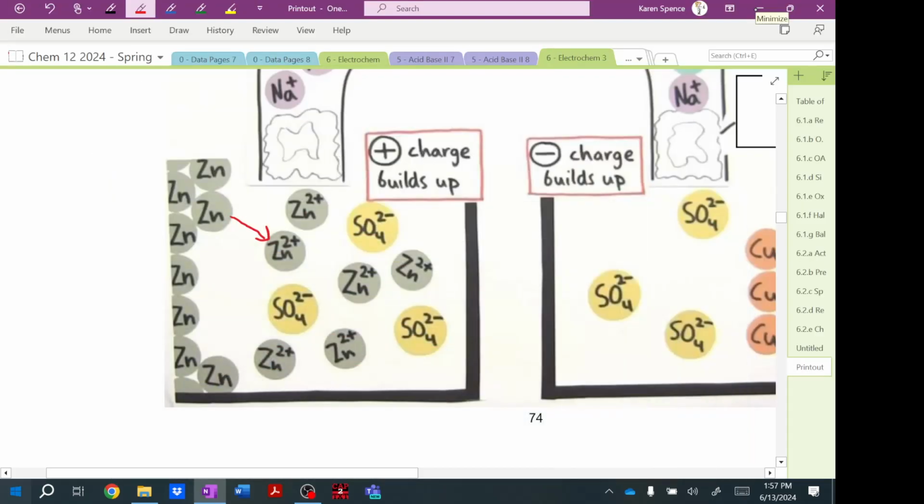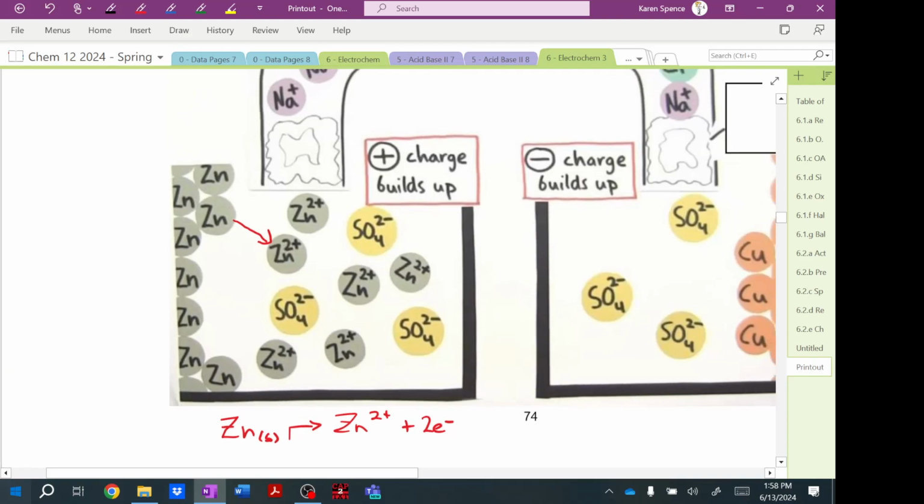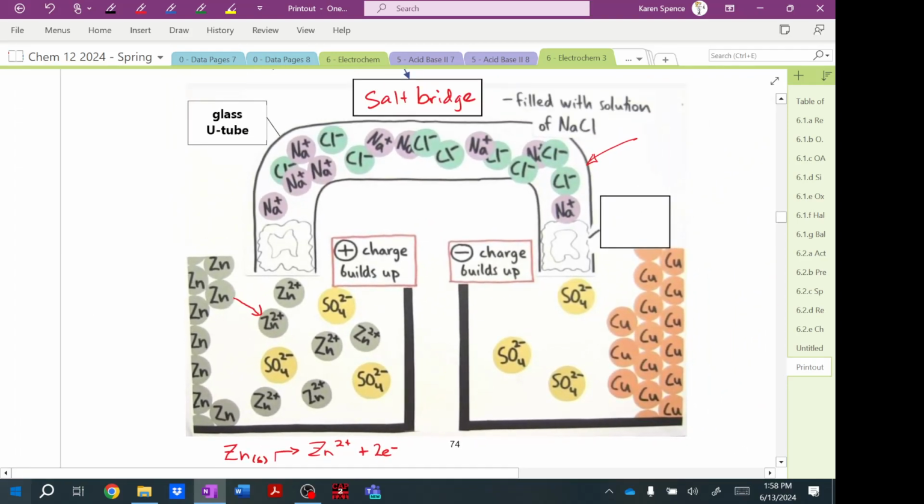There we go. So we have zinc, solid, with a 0 charge, going to zinc 2+, plus 2 electrons. Where do the electrons go? Into the sulfur and into the Cu2 line. No, into just a Cu. Electrons do not dissolve in water. So don't they move through the water? So electrons do not move into the salt bridge.